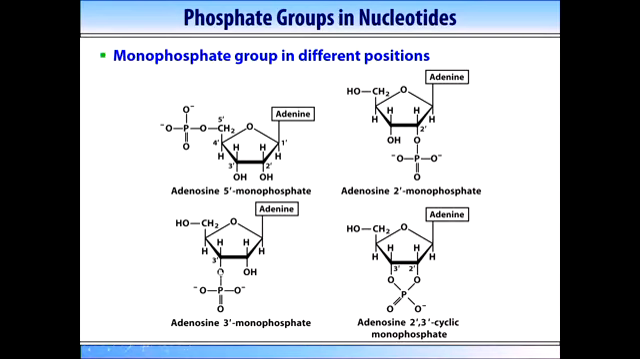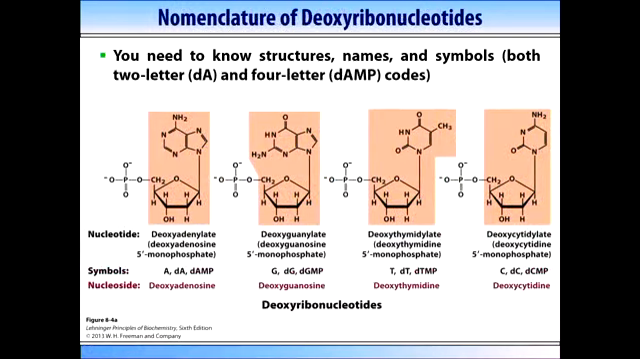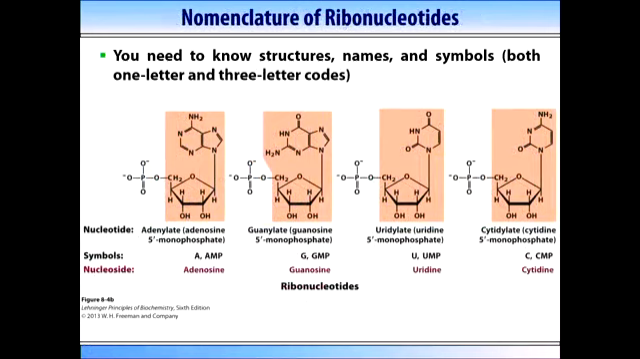However, it can also be attached to 3', to 2', and even form a cycle. Basically, any position which has a hydroxyl can potentially accept a phosphate group. Okay, so now we finally get into the side-by-side comparison of all the ribonucleotides, and the following slide would be the same for deoxyribonucleotides.